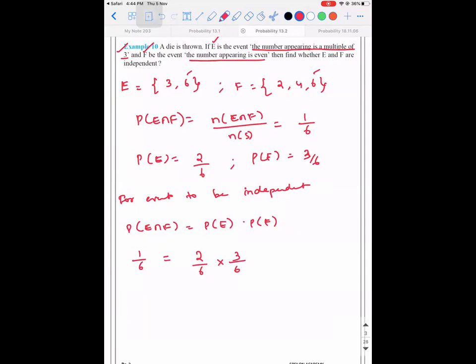Sir, it's 1/6. 2 into 3 is 6, so cancelling, oh sorry, 2 and 6 are there, right? So it is 1/6. Okay. So this is how we prove that the two events are independent. Am I clear, guys?